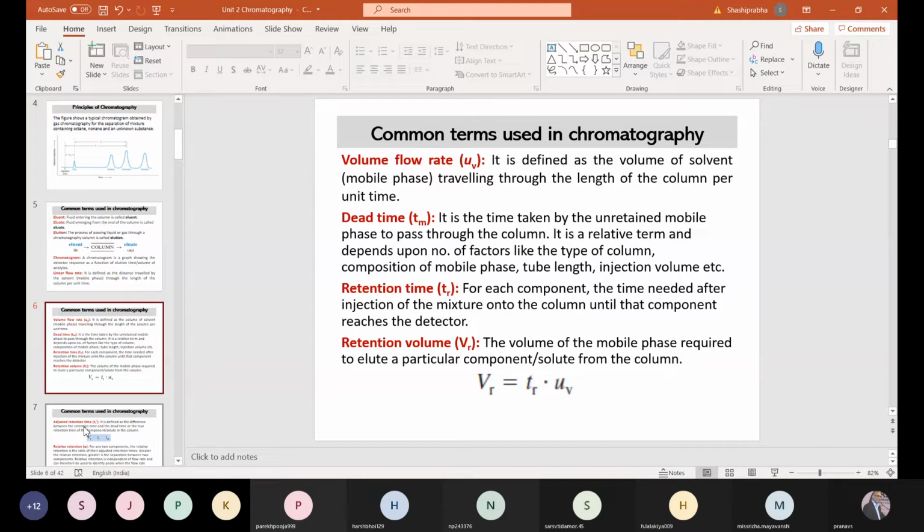उसके बाद आता है very important aspect, that is dead time, which is denoted by Tm. What is dead time? See, dead time is a very significant term, because retention time, which is a characteristic of a particular analyte, depends upon dead time. In chromatography, we always work with retention times, and retention time for a particular analyte depends upon the dead time.